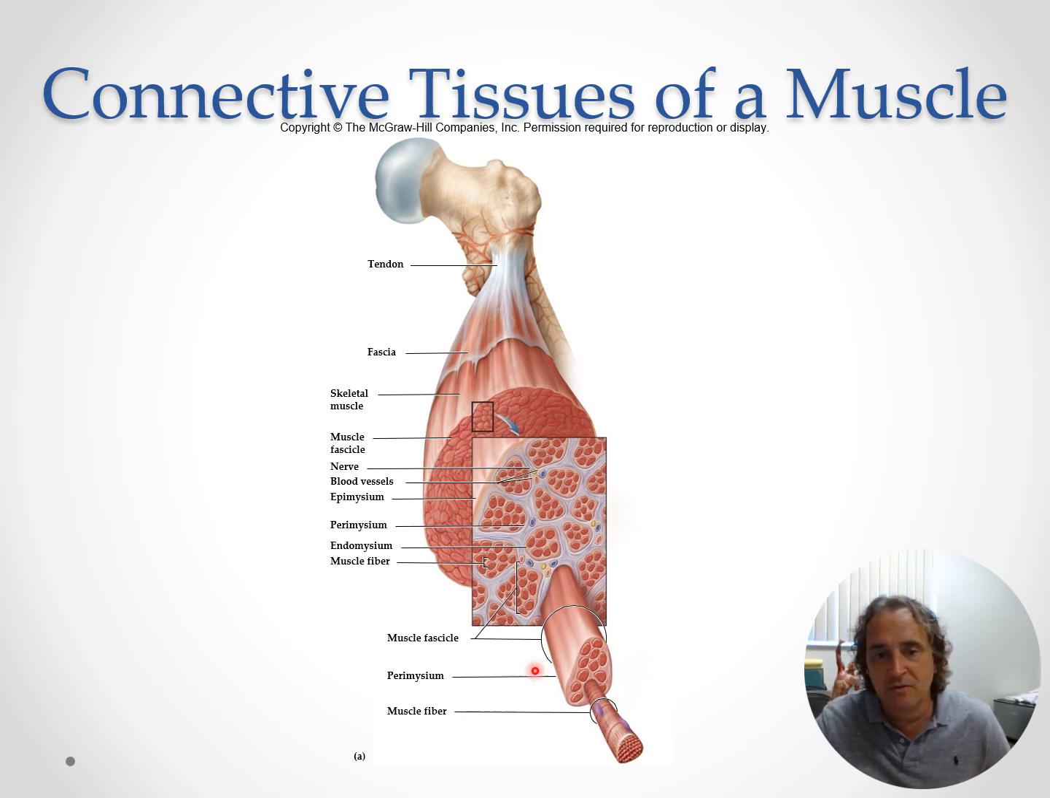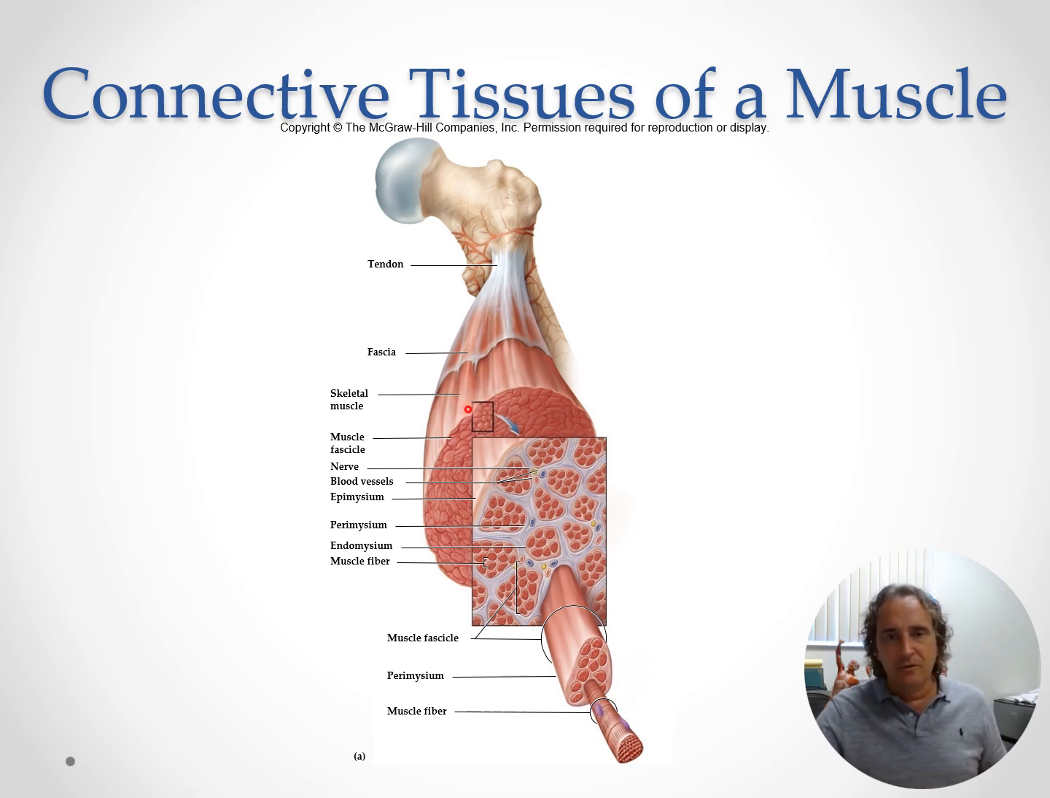And those are going to be surrounded by perimysium. So the perimysium is going to surround all these little ones. And if you look, what's an endomysium? Endomysium is going to be inside that. Perimysium is surrounding the bundle. And then the epimysium is going to be this stuff up here.